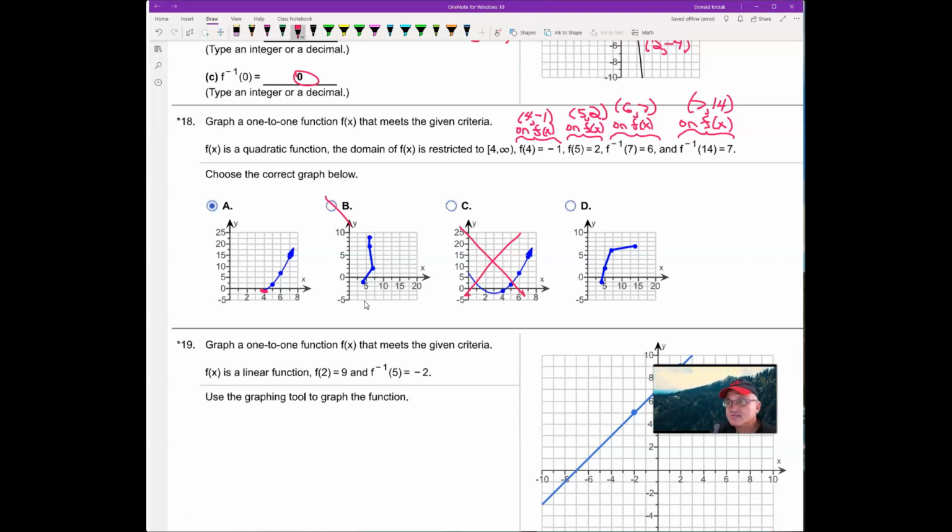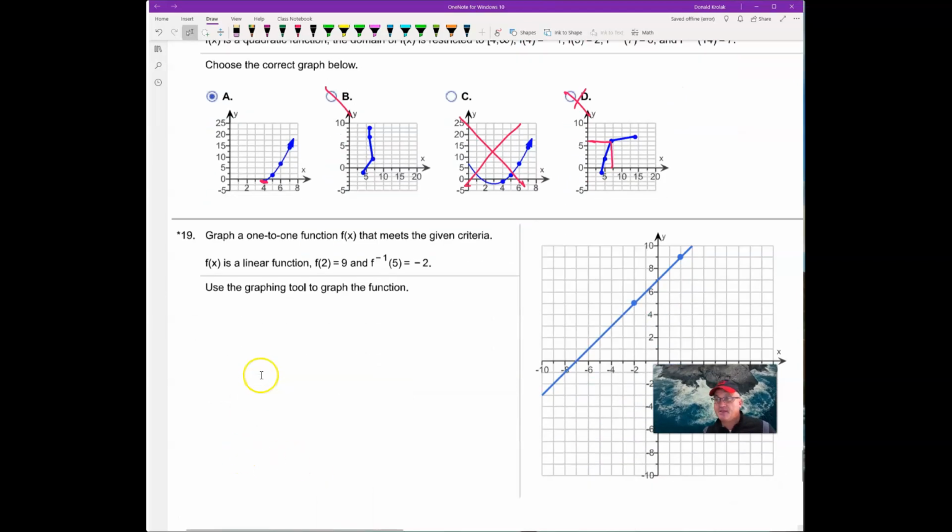Okay, 6, 7. Okay, over here, 6. That's 6, 6 it looks like. And then the last one I'd be looking for would be 7, 14. So I know it can't be D. All right. And then 19.